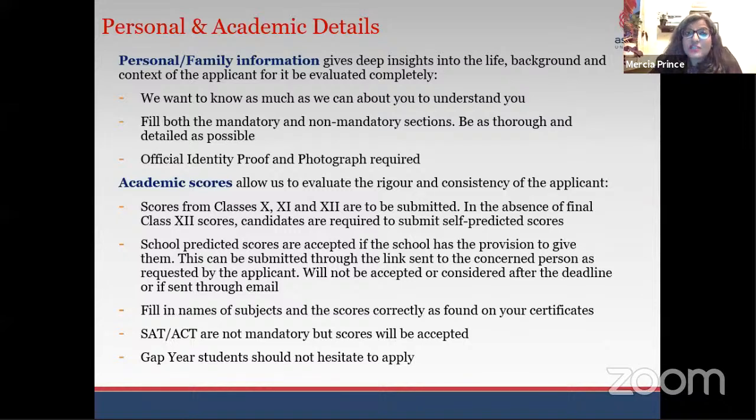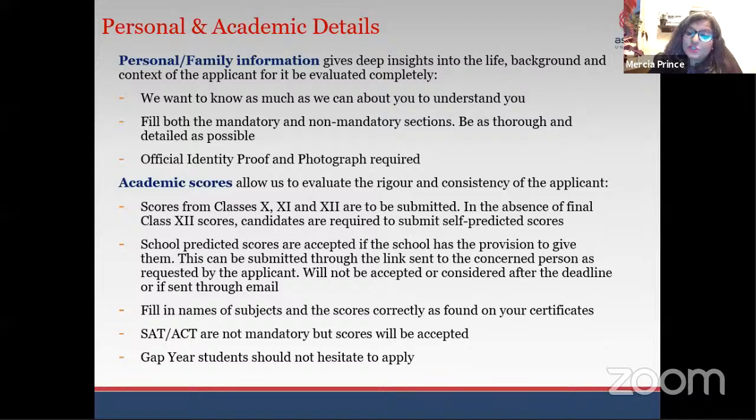So 10th, 11th, 12th. We understand that some of you, due to the pandemic, may not have had the opportunity, or maybe the school did not conduct class 11 exams. So we have put a little note there for you saying what you can do. Whatever the school has given to you as your class 11 scores, please upload that. If there's a document from the school, that's helpful. If there's nothing, we would request you to get a letter from your school with your scores, whatever you can get to substantiate the scores that you put.